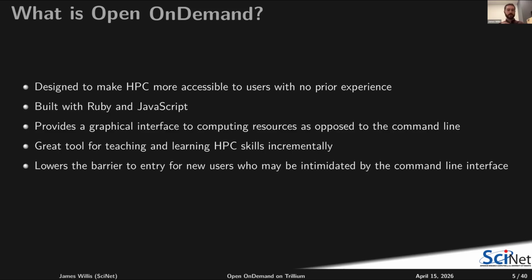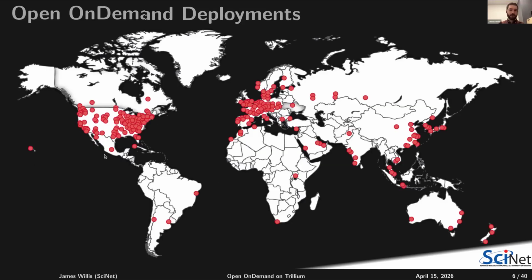And yeah, it lowers the barrier to entry for new users who may be intimidated by the command line interface. And you can even access it from your mobile phone because any browser can log into Open On Demand. And you can check running jobs, you can start new jobs anywhere you like. So yeah, this is just a map of all of the deployments of Open On Demand across the world. So as you can see, it's spread out rapidly since its creation nearly 10 years ago now.